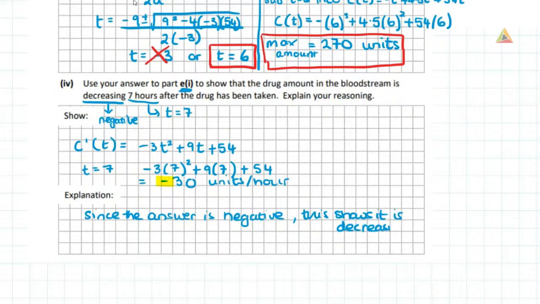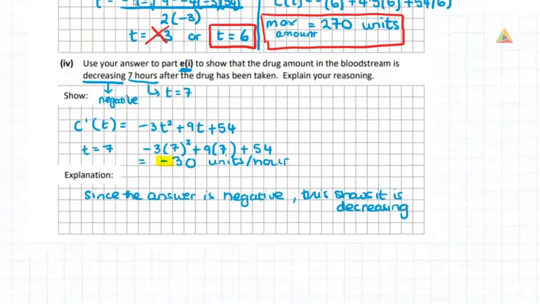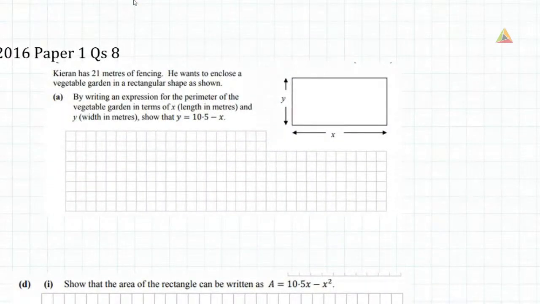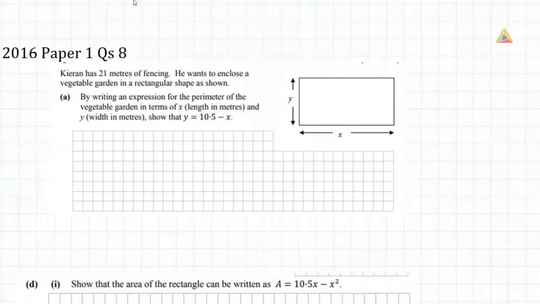So we can see that the amount of drug is decreasing at that time. So that was a third way of saying use calculus by saying find the rate of change. And the last question we're going to look at is 2016 paper 1 question 8.